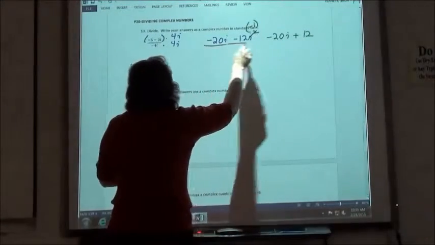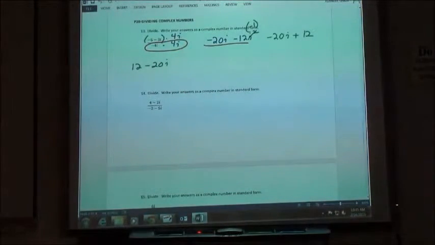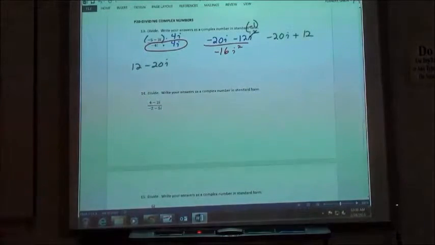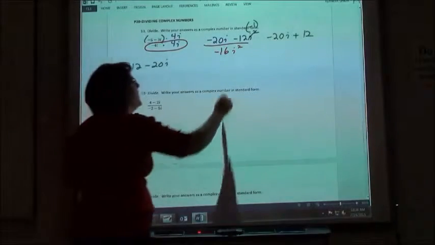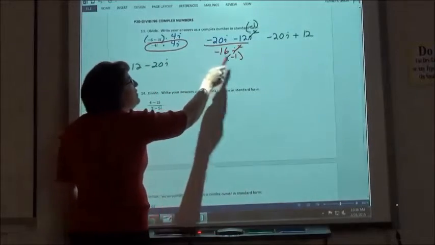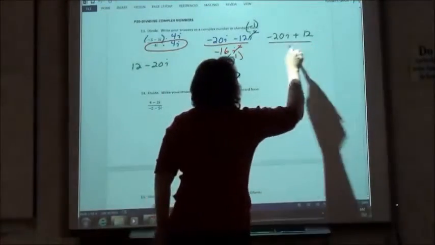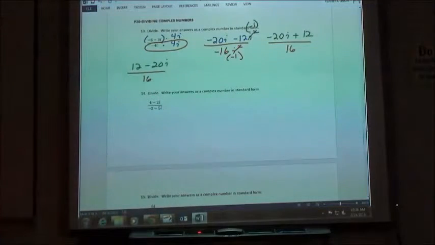On the bottom part, we have a negative 4i times a positive 4i, right? Negative 4i times positive 4i would be negative 16i squared. And what are we going to do with the i squared? We are going to do minus 1. Substitute in our minus 1. We're going to have a negative times a negative, which is going to give us a positive 16. So, this is what we have so far: 12 minus 20i over 16.